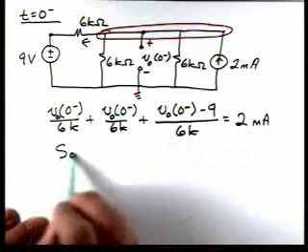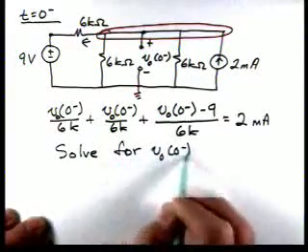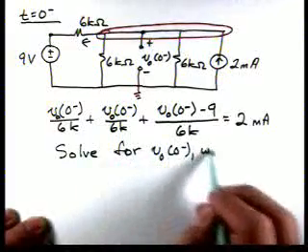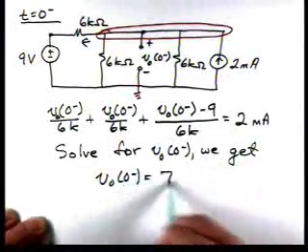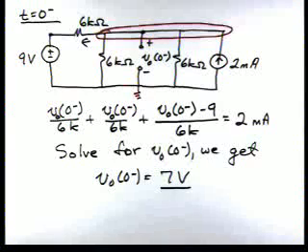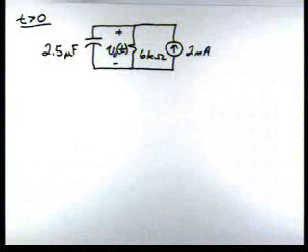And if we solve, we get V0 of 0 minus equal to 7 volts. So there's our initial value of our capacitor voltage. Now let's draw the circuit for t greater than 0. Here's our circuit, and really it's a single node pair circuit.